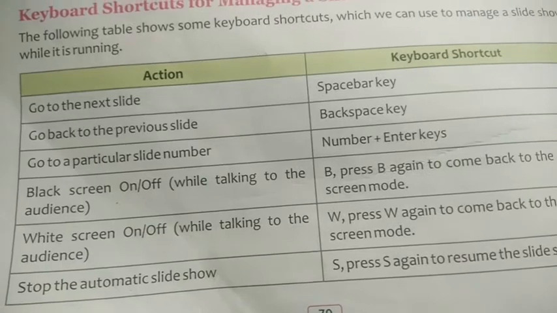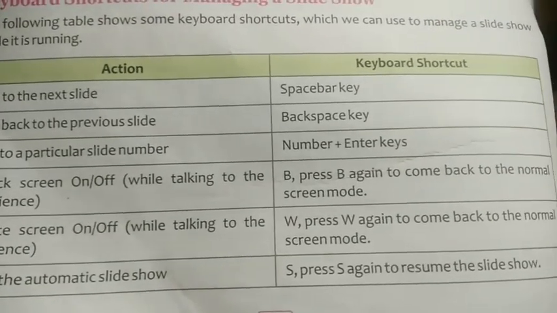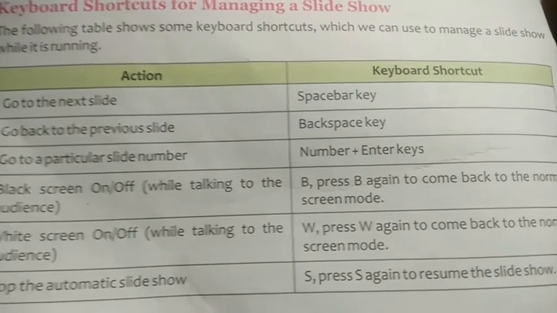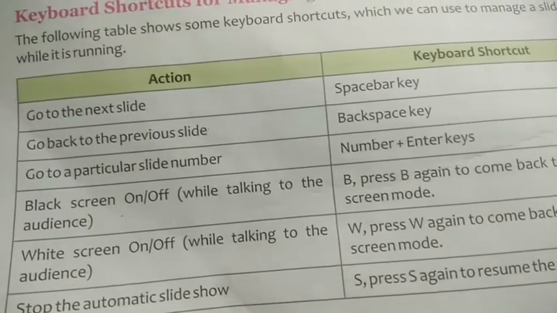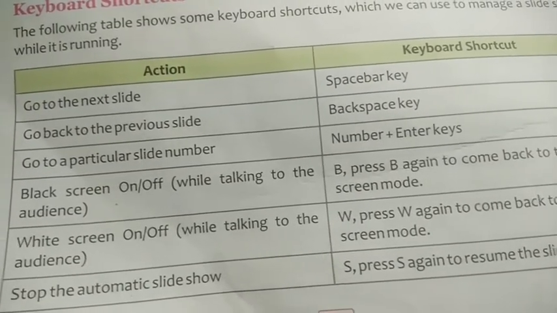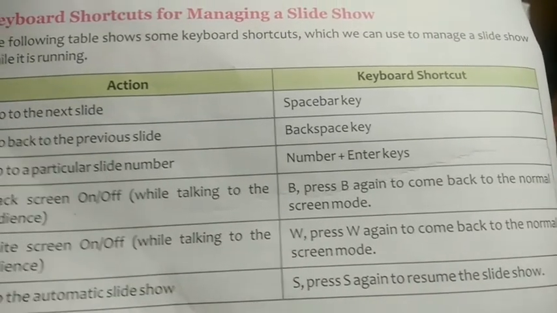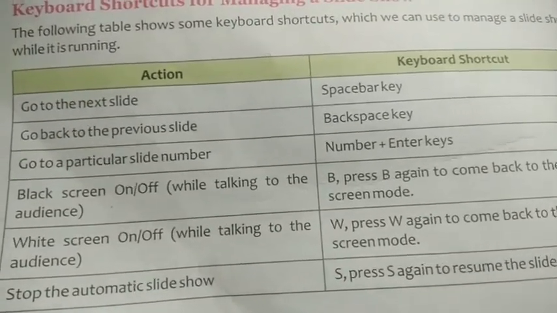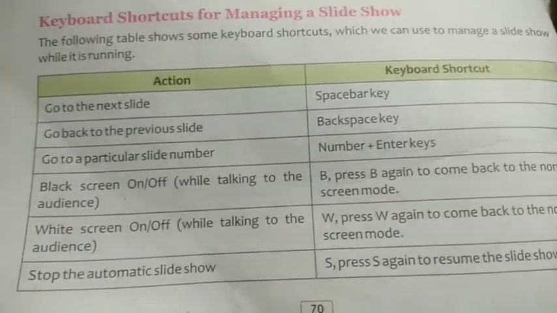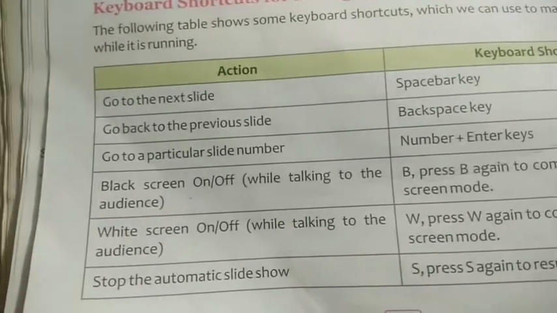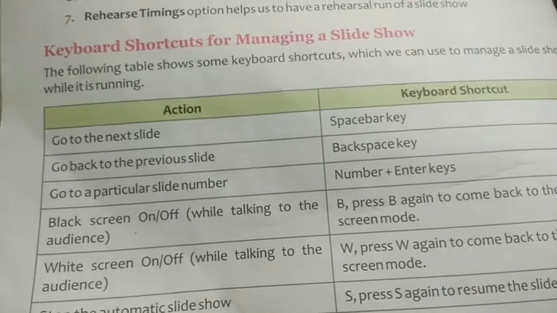Then black screen on or off while talking to the audience means press B; press B again to come back to the normal screen mode. Then white screen on or off while talking to the audience, press W; press W again to come back to the normal screen mode. Then stop the automatic slideshow means press S; press S again to resume the slideshow. So all are options and keyboard shortcuts for managing our slideshow.